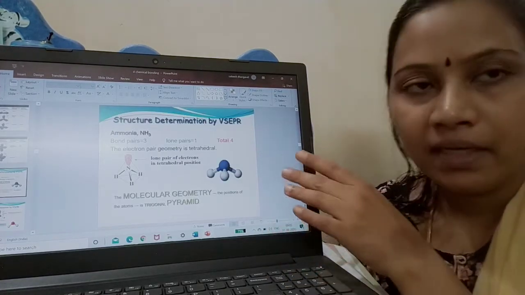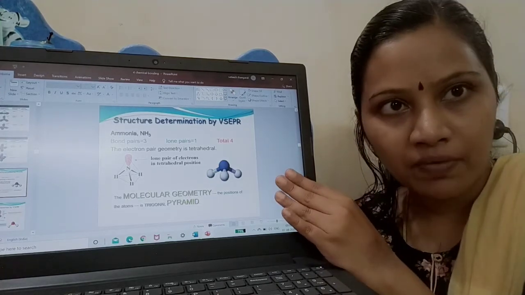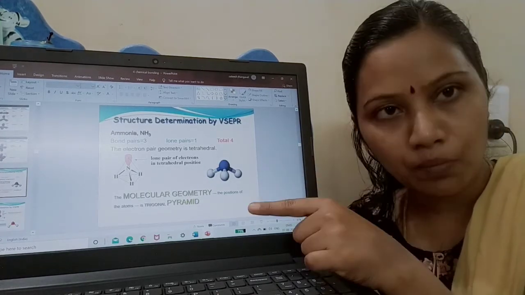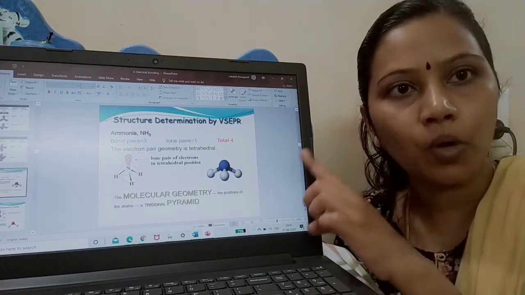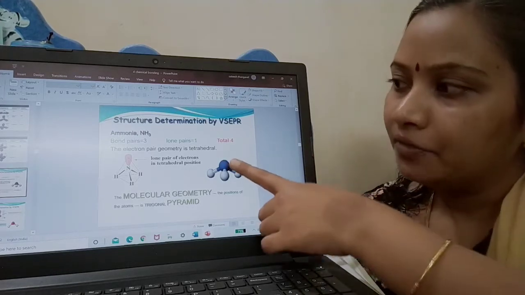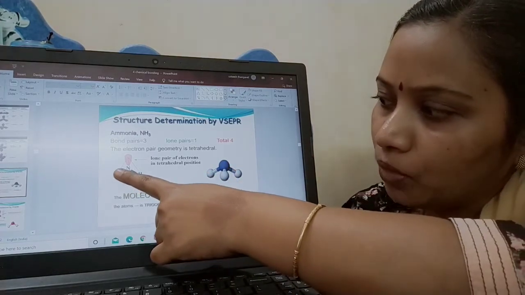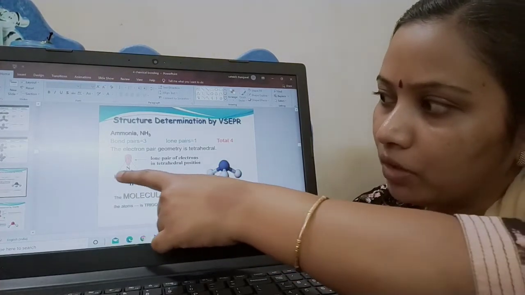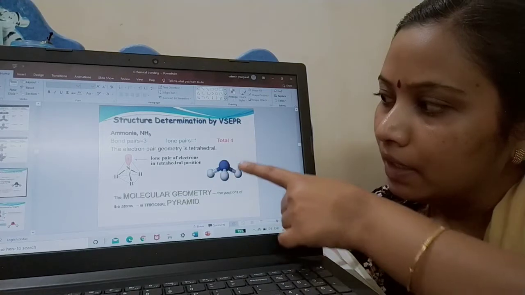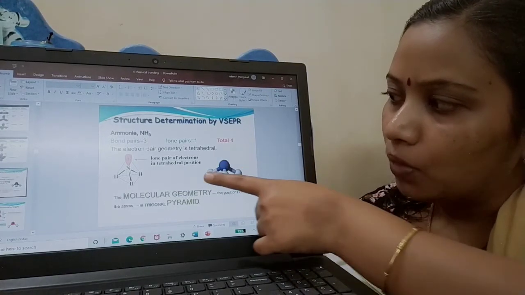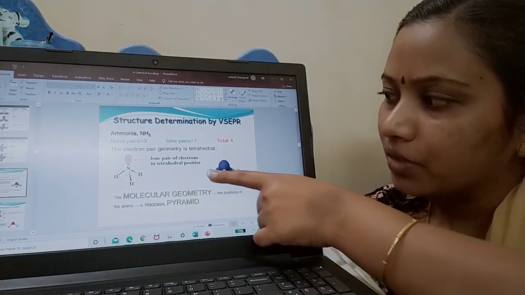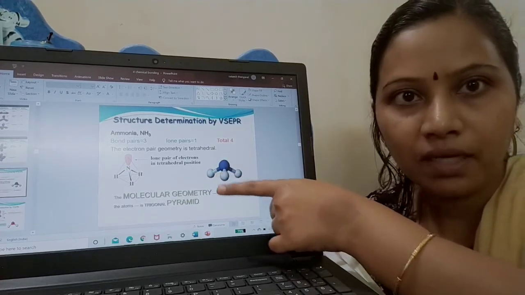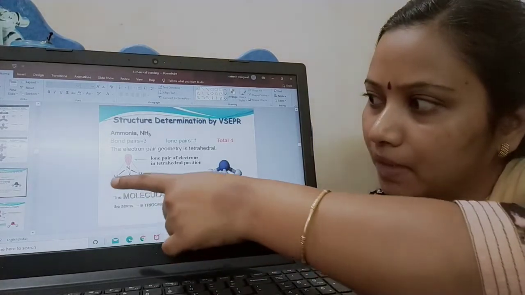Now comes the real structure determination by VSEPR theory, where I have taken the ammonia molecule. The lone pair is 1, the bond pair is 3. When you look at the atoms which are present, the molecular geometry is said to be trigonal pyramidal. It looks like a triangle, trigonal pyramidal.